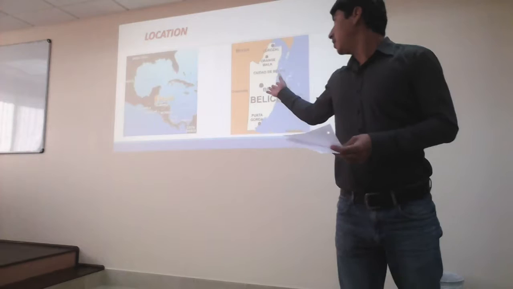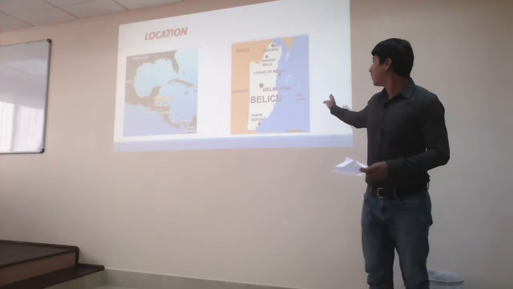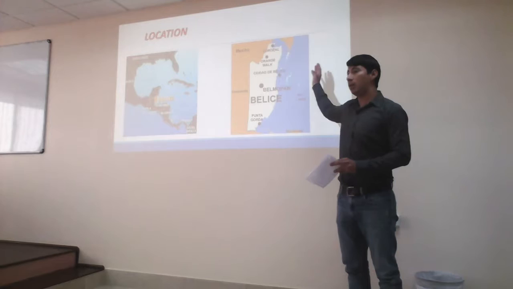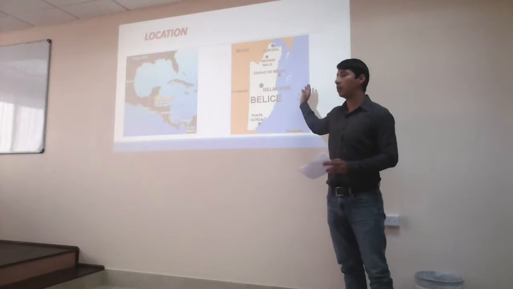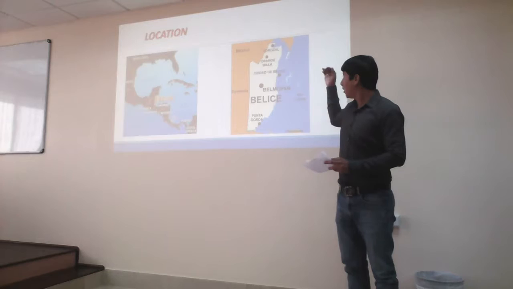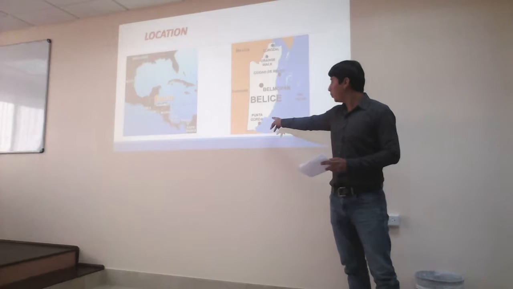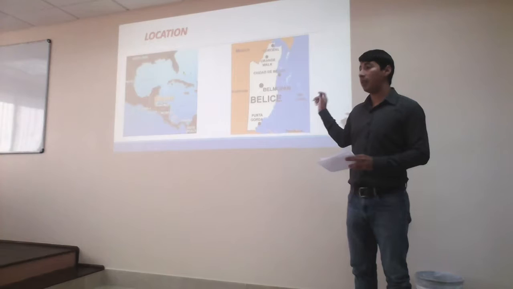As you can see on the map, Belize City, the largest city, is on the coast in front of the sea. But the capital is Belmopan, which is not near the beach, because when people think about Belize, they go to Belize City. The other important part of Belize is Punta Gorda, where the population is Mayas. Okay, move on to the next.